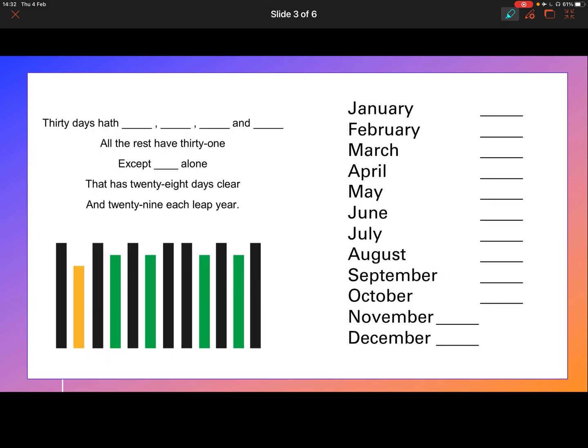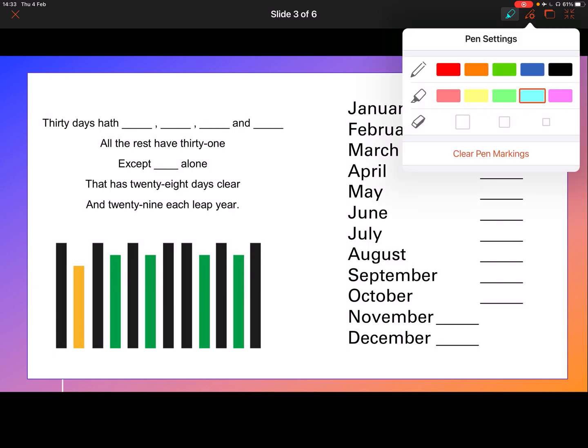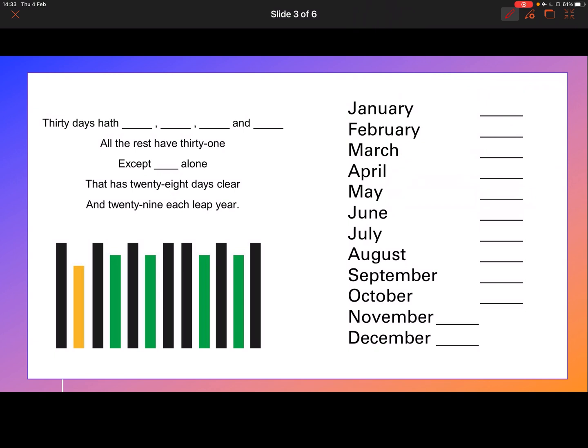Now, you've known that for a while, I'm pretty sure. This next bit is taken from the Year 3 lesson. It's this little poem, this little rhyme. 30 days has something, something, something, and something. All the rest have 31, except something alone that has 28 each year, that's supposed to say. Oh no, 28 days clear and 29 each leap year. It's a little poem for helping you remember how many days there are in each of the months. It's another fact that you just need to know.